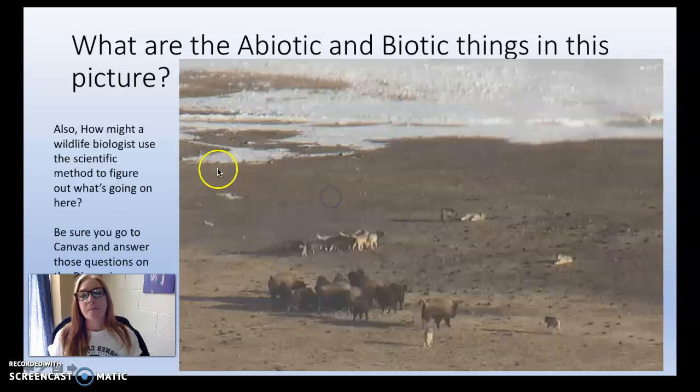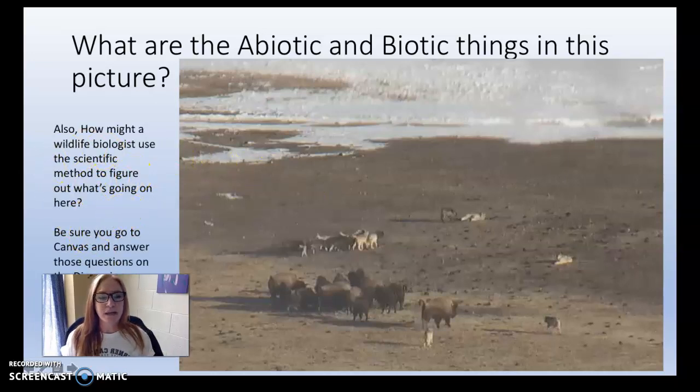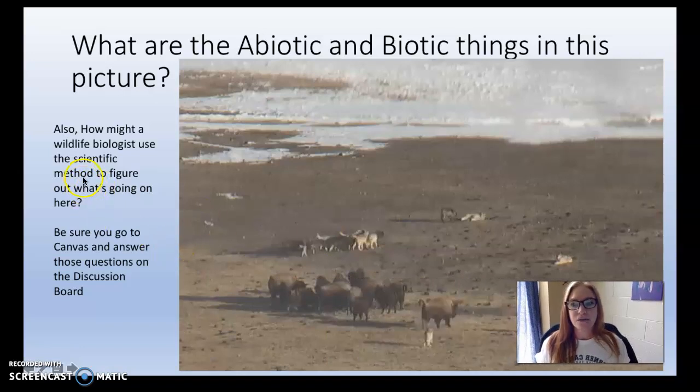Okay, as part of your assignment today, what I would like you to do is go onto Canvas after we're done here, and answer the question on the discussion question, and then also see if you could come up with a scientific experiment an ecologist could do to figure out what's going on with these wolves and these bison.